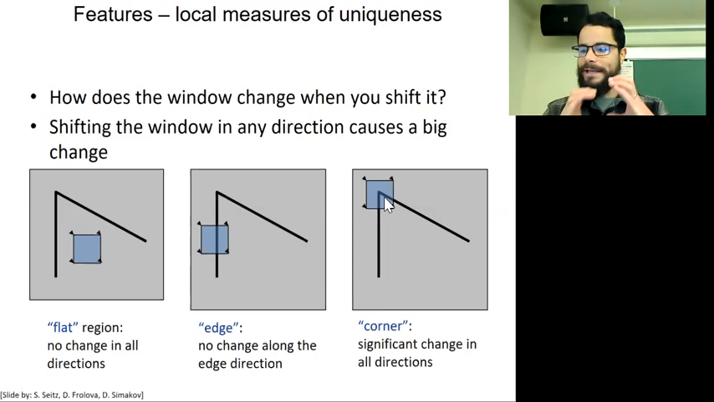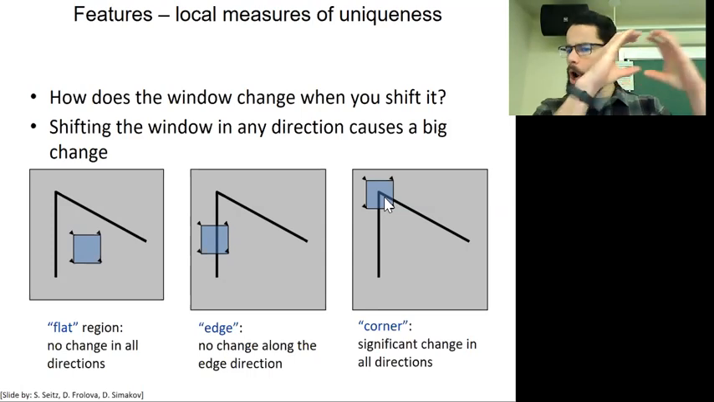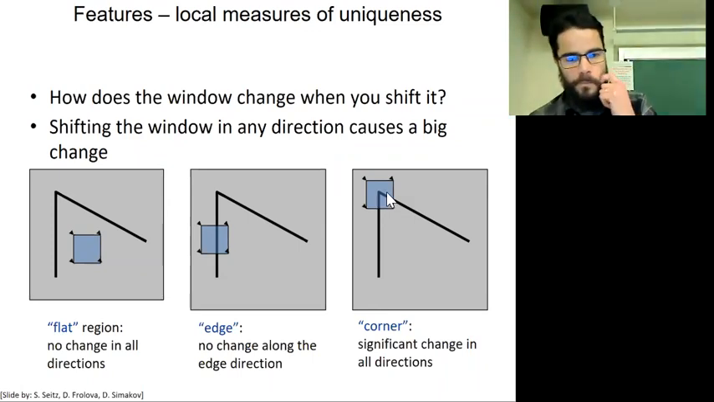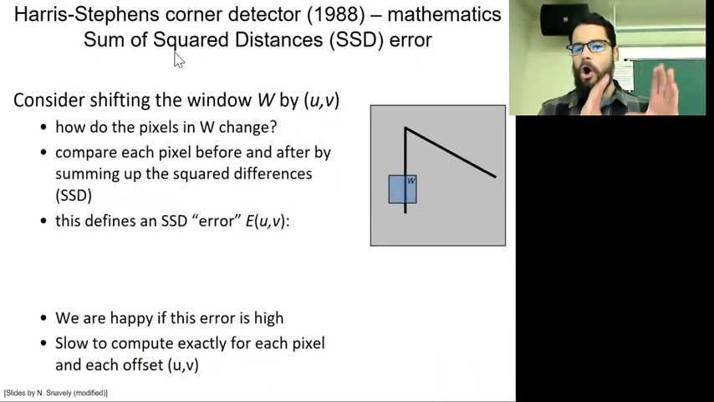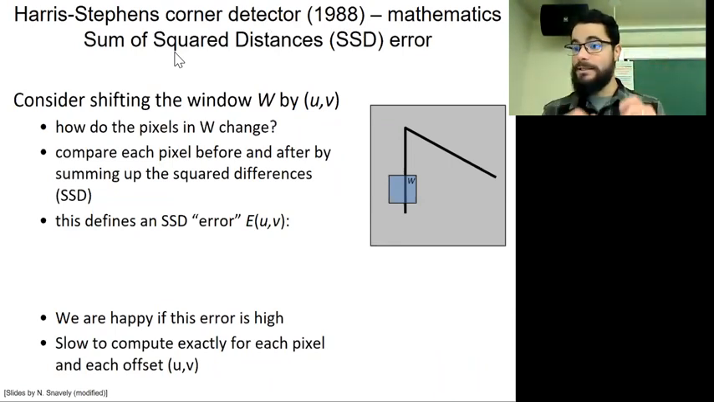So we are going to calculate the amount of error based on the contents of the first window and the contents of the second window. If we are in a corner, this error is going to be maximum. All right, so how can we calculate this mathematically? This is the segue to the Harris-Stephens corner detector. This is what they are trying to do. By the way, that was proposed in 1988. And in order to do that, we are going to calculate the sum of squared distances between these two windows, okay?